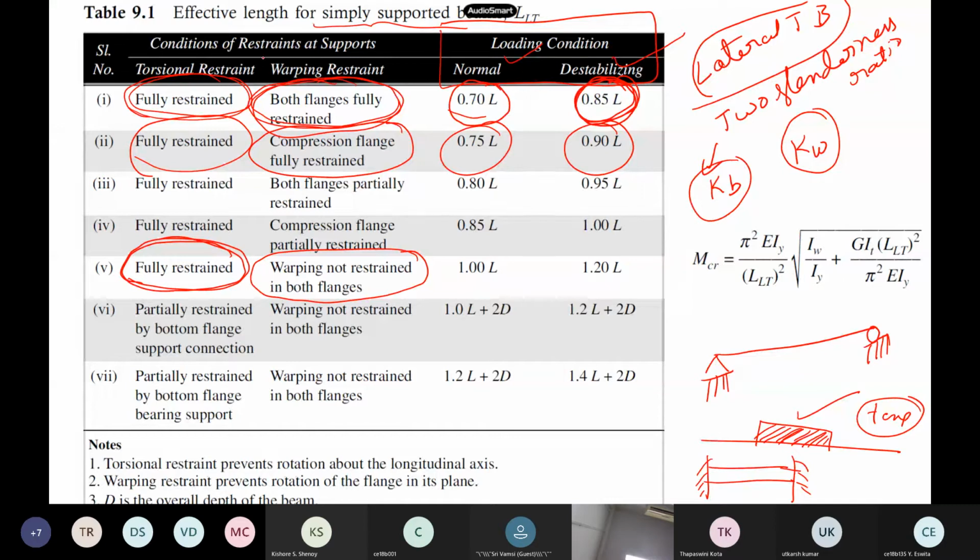This table is very important. Based on this table you have to choose. If nothing is mentioned in the problem, you can take whatever you like, but please mention the assumption at the start of the problem itself. I am assuming fully restrained warping, so that is why we have taken 0.7 L. That is perfectly fine. You also have to mention the destabilizing case, or whether you are solving for the normal case. If nothing is mentioned, we assume the loads are normal. Destabilizing means the load is acting at the top of the flange.